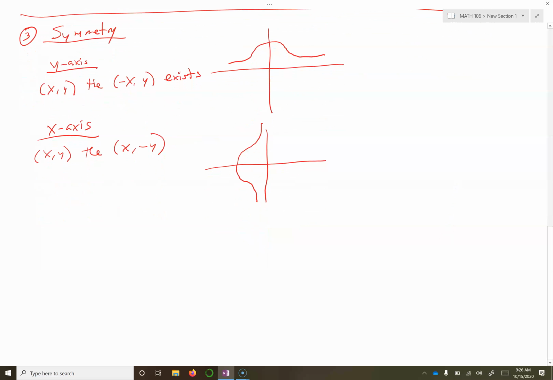And then the last type is origin symmetry. That one's a little bit more difficult to draw, but I'm going to do my best. Let's say you had that coming from the origin, and you had the same thing going in the third quadrant. So coordinate-wise, if you have x, y, then negative x, negative y has to exist.